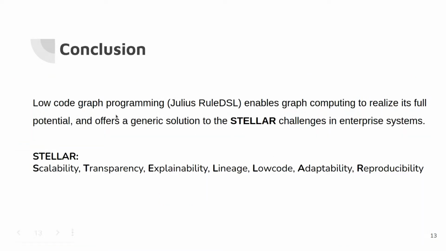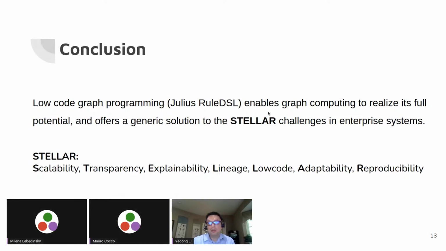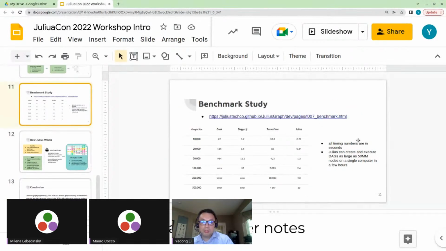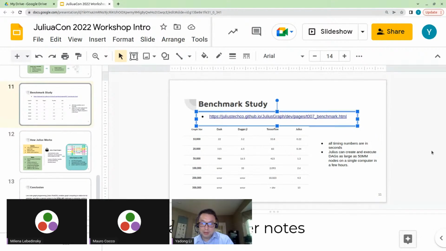I think this is a quick conclusion of this part of the presentation. If you take away one point about low-code graph programming, it is really a critical ingredient for graph computing to realize its full potential. By adding this low-code feature into graph programming, we offer a generic solution to the stellar challenge in building enterprise systems. So at this point, I'm going to quickly walk through a bit more detail of this benchmark.